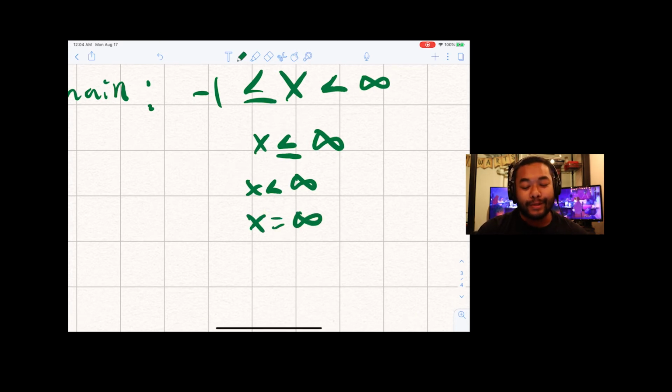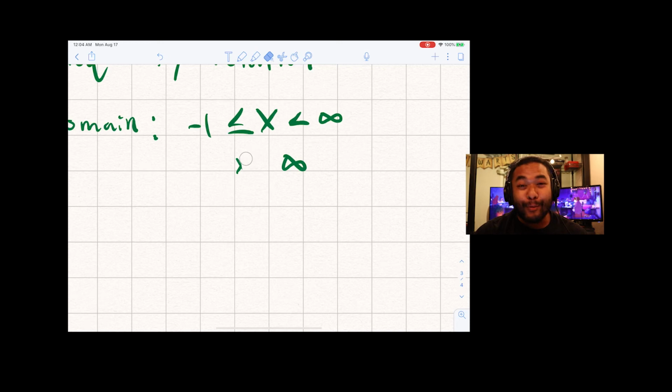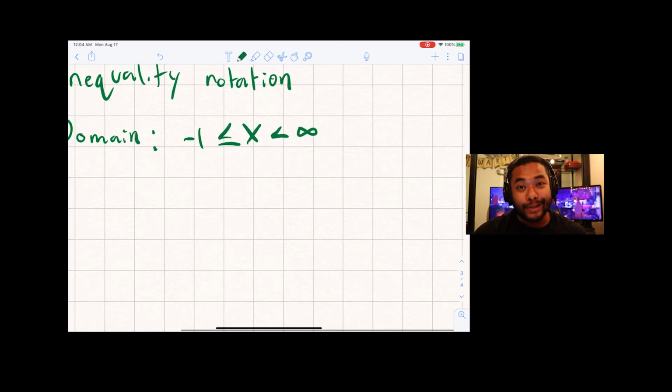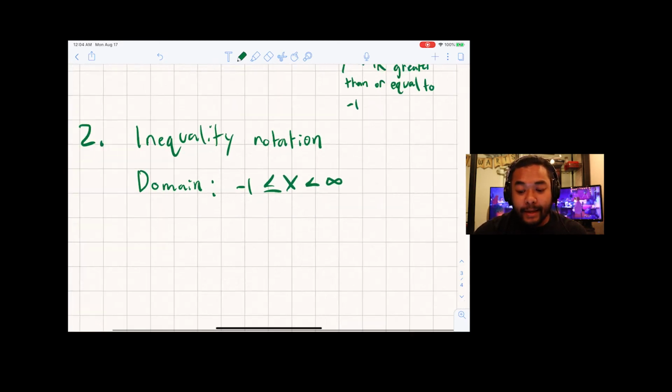And we can never be equal to infinity because, honestly, I've never seen infinity. I don't know about you guys. Maybe one day, maybe not in this dimension, but I haven't seen it yet. So there's no way I could say any number is equal to it. Okay, and the same goes for the range.